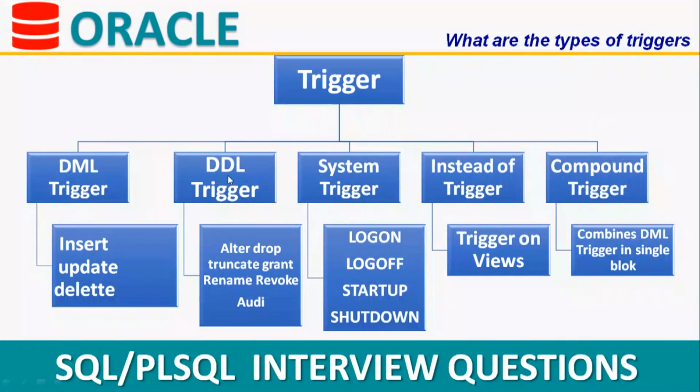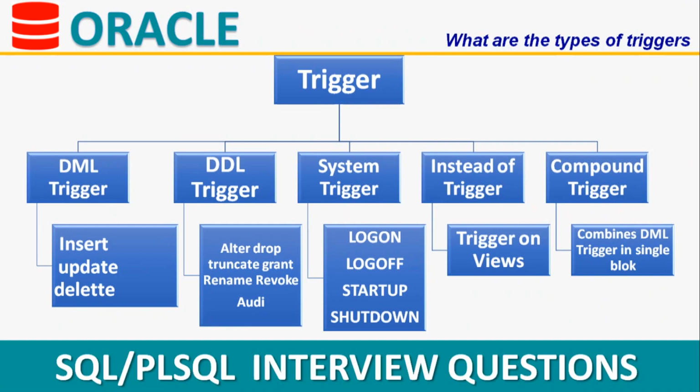If you want to track people's alterations, that is DDL operations, we use DDL triggers. DDL operations may be while dropping a table, creating a table, truncating it, or renaming it. We use DDL triggers for that.